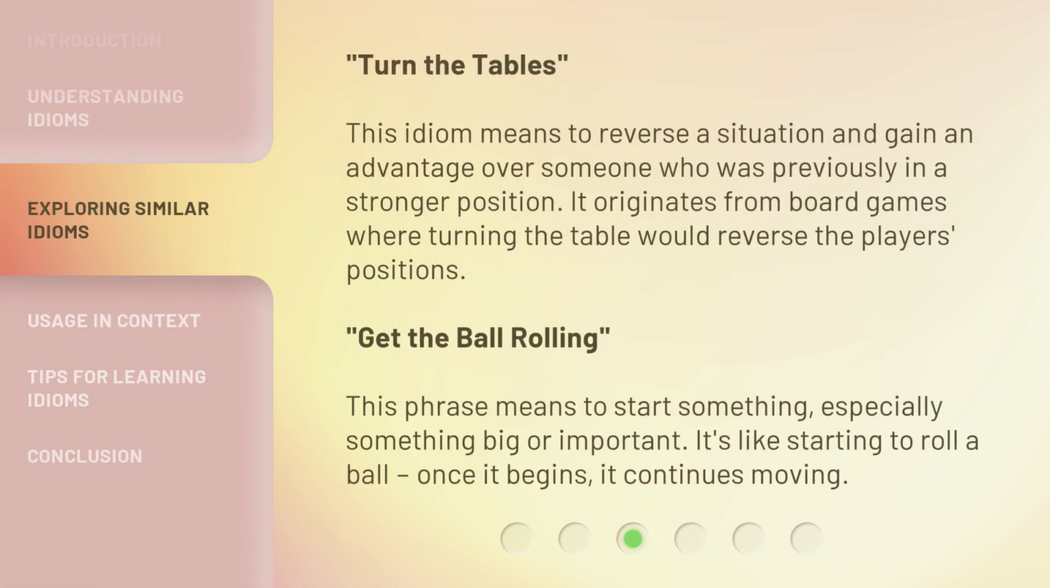Turn the tables. This idiom means to reverse a situation and gain an advantage over someone who was previously in a stronger position. It originates from board games where turning the table would reverse the players' positions. Get the ball rolling. This phrase means to start something, especially something big or important. It's like starting to roll a ball. Once it begins, it continues moving.